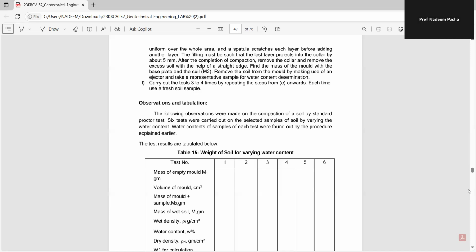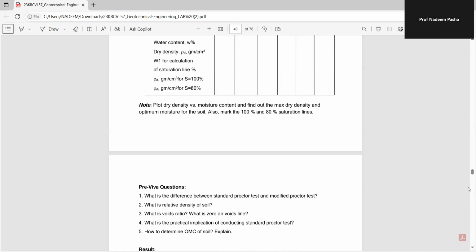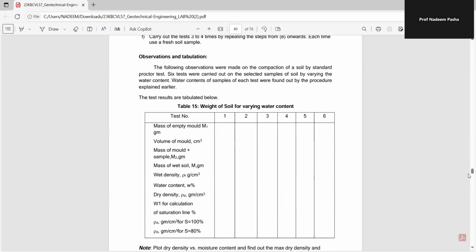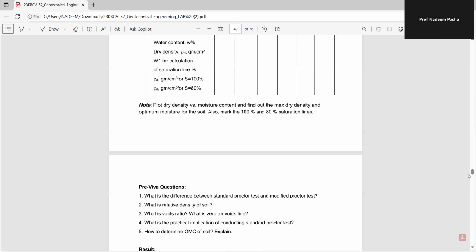Weight of soil for varying water content is: mass of empty mold m1 gram, volume of mold in centimeter cube, mass of mold plus sample m2 gram, mass of wet soil m gram, wet density rho in gram per centimeter cube, water content percentage, dry density rho d in gram per centimeter cube, w1 for calculation of saturation line, rho d in gram per centimeter cube for S equal to 100%, rho d in gram per centimeter cube for 80%. Plot dry density versus moisture content and find out the maximum dry density and optimum moisture content from this. Also mark the 100% and 80% saturation lines.